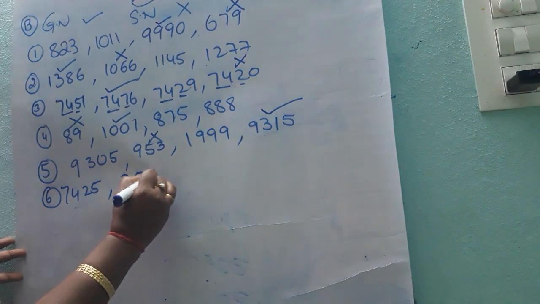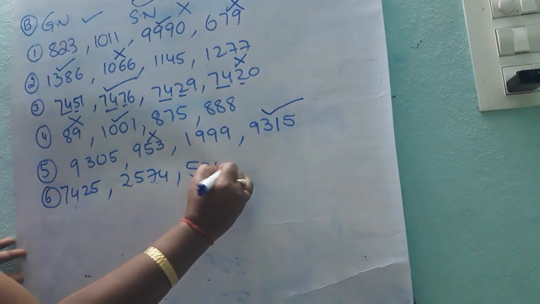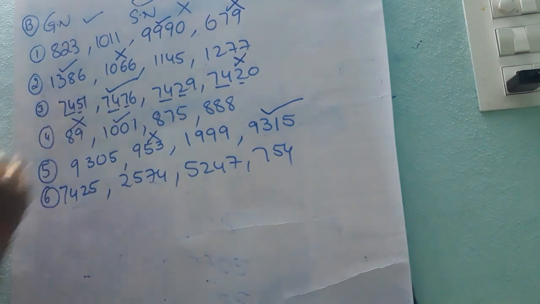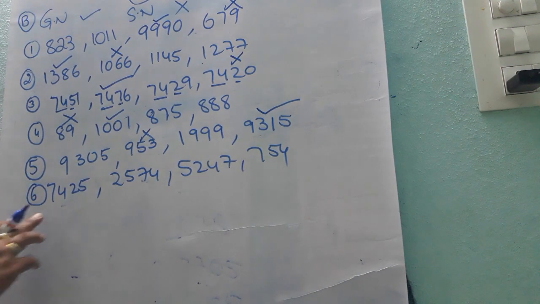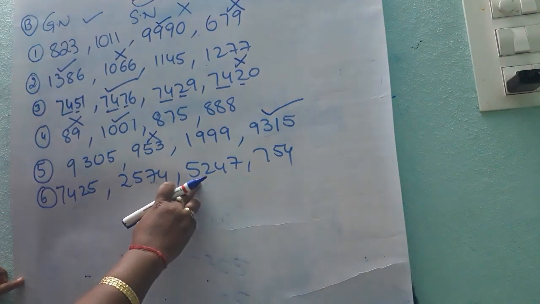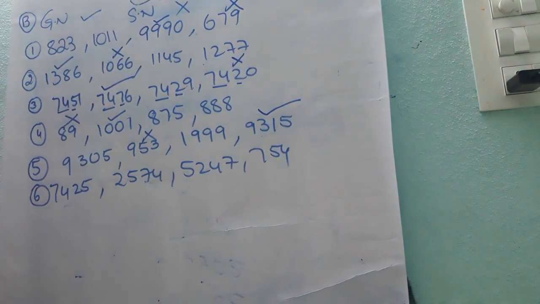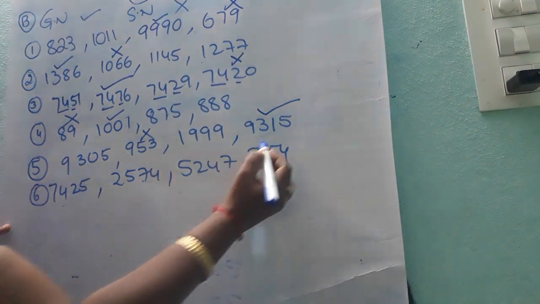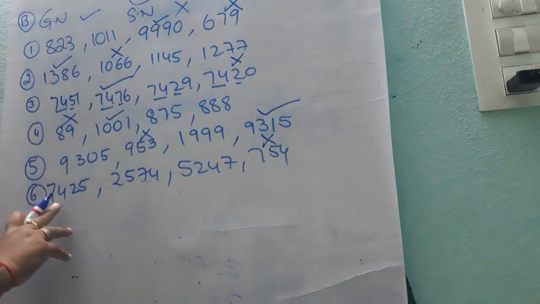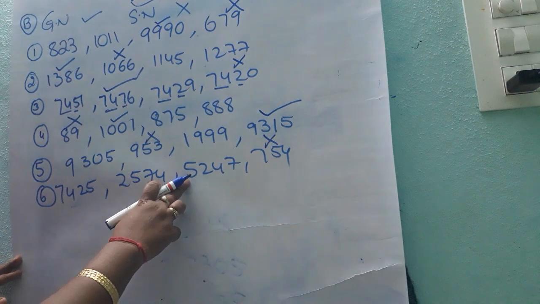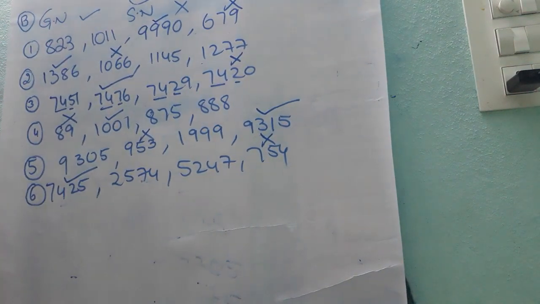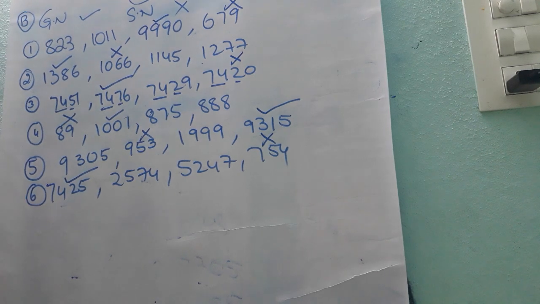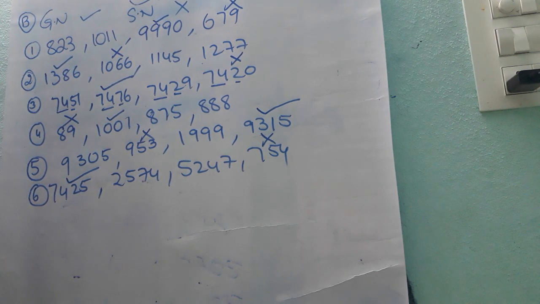Sixth one, 7,425, 2,574, 5,247, 754. Okay, which is smaller of all? If you observe, this is 7,000, this is 2,000, this is 5,000 and this is 700s. 700s means this is the smaller one. Give cross mark for that. Next, 7,000, 2,000, 5,000. Which is more? 7,000 is the more number. So it is the greatest. Like that, you can give tick mark for the greatest number and cross mark for the smallest number.